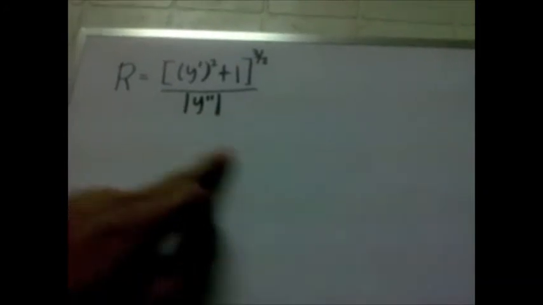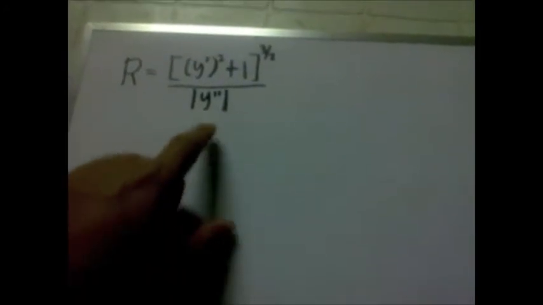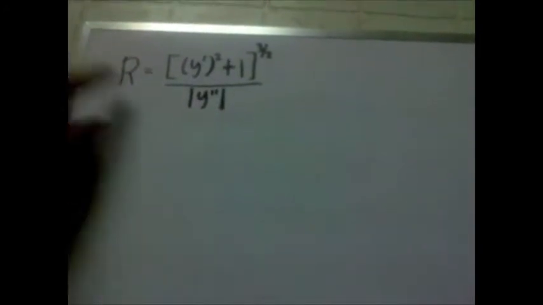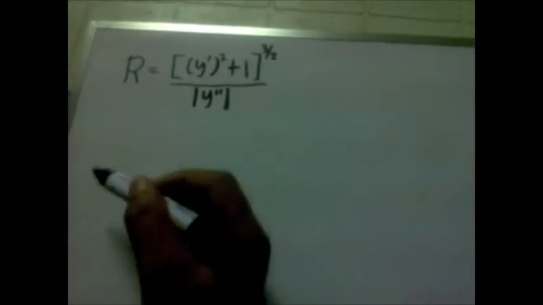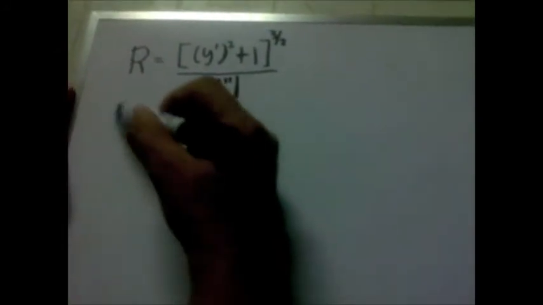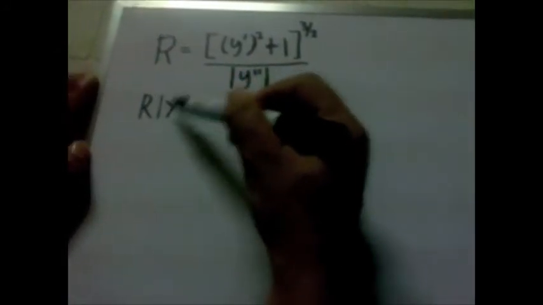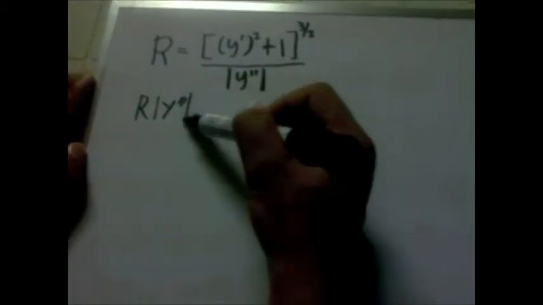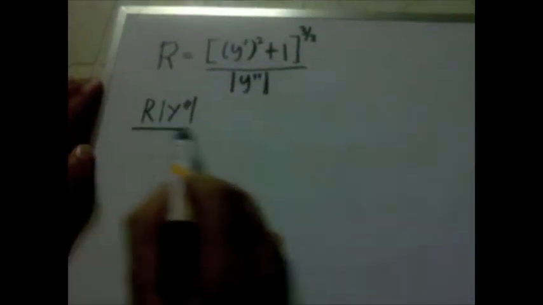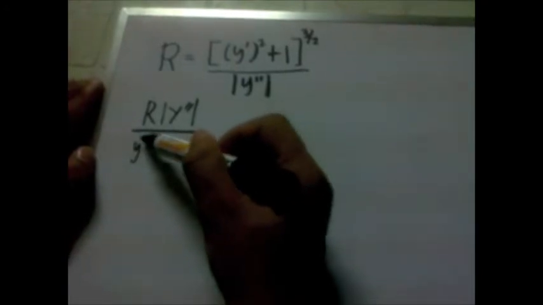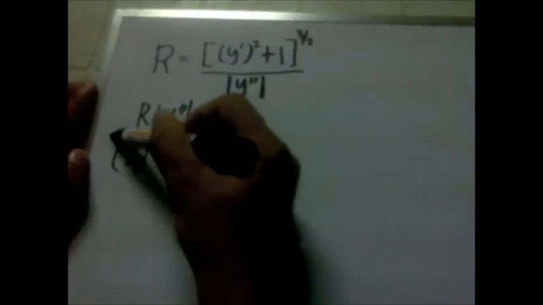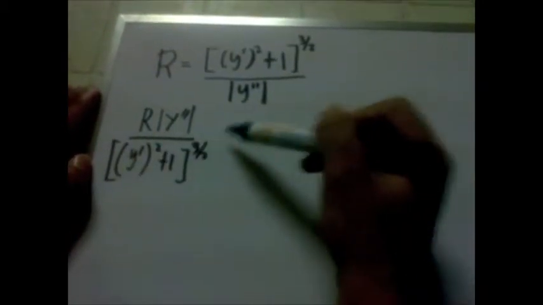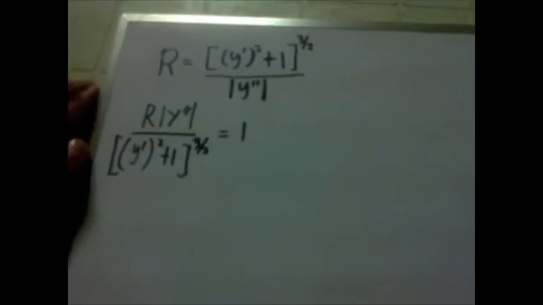So how to do that? We simply multiply the y double prime to r, and the numerator term becomes the denominator of the left side of the equation. So it goes like this. r, multiplied by y double prime over y prime squared plus 1 quantity raised to 3 halves, is now equal to 1.